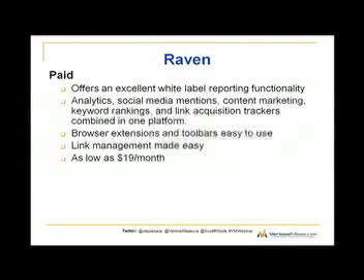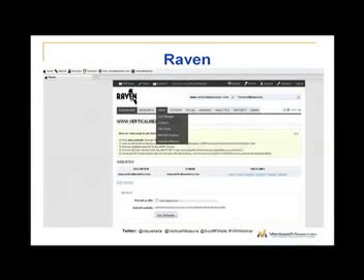The next one that we're going to go over is Raven SEO Tools, and it's another site here at Vertical Measures that we use on a daily basis, and they offer a great white label reporting functionality. They have analytics, social media mentions, content marketing, keyword rankings, and link acquisition trackers, and they're all in one platform. Just like many of the others, they offer an easy to use toolbar, and their price point is as low as $19 a month. We use this in combination with SEO Moz, and we'll go over it a little bit more in depth.